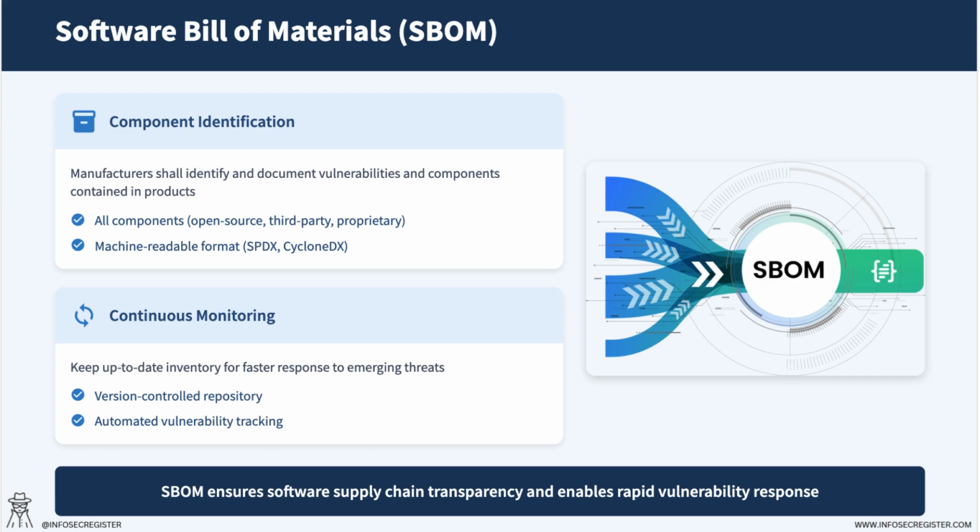Automated vulnerability tracking is essential here. It allows organizations to respond quickly, patch faster, and communicate clearly to users and regulators. At its core, an SBOM brings transparency to the software supply chain. And that transparency is what enables rapid vulnerability response, reduces risk, and strengthens trust in digital products.